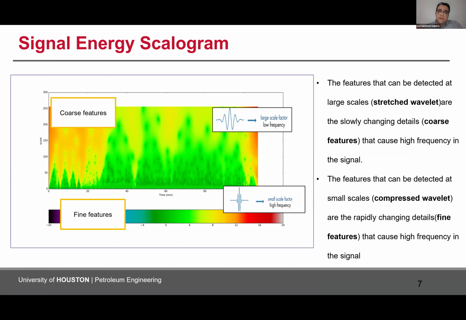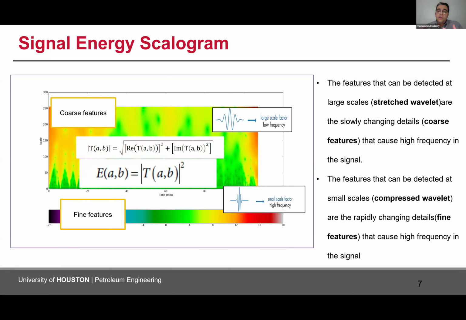the coarse features that take longer time and lower frequency can be shown in higher scale, and the fine features, which have higher frequency and shorter time, are in fine scales. So we can magnify the details embedded in this signal, showing both the coarse features that take longer time and the short features that take shorter time.